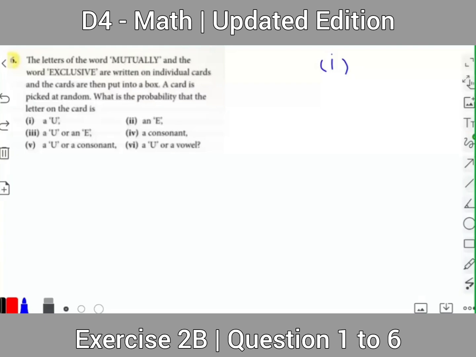So in part 1, we have to find out the probability that the letter on the card is U. So first we have to count the number of U's in the box. So the number of U's in the box will be equal to, in the word mutually, we have 2 U's, and in the word exclusive, we have 1 U. So in total, we have 3 U's. So the number of U's in the box will be equal to 3.